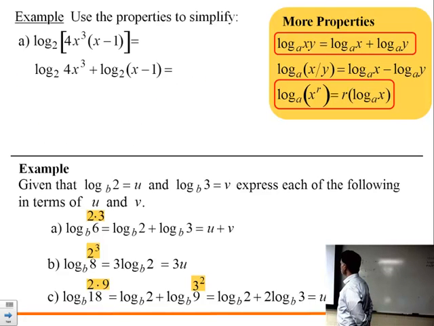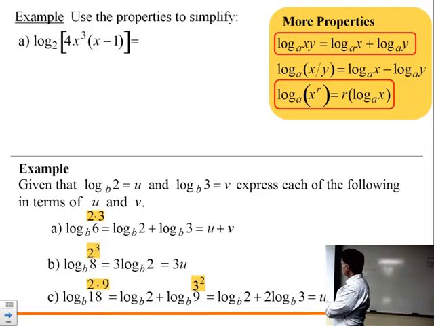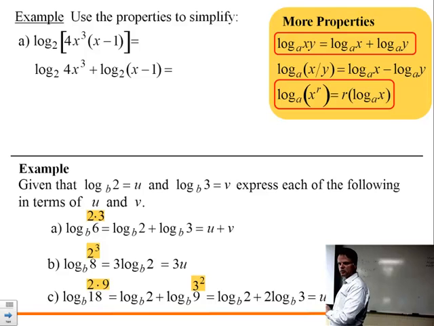So going on. This is more practice using these properties. You can simplify big expressions involving products. So, for example, here, log of this hairy thing is just keep applying these properties until you can't apply them anymore. So you could take the log of 4x cubed plus the log of x minus 1.